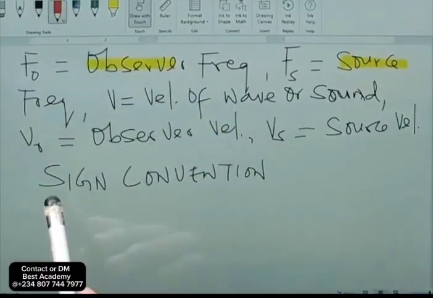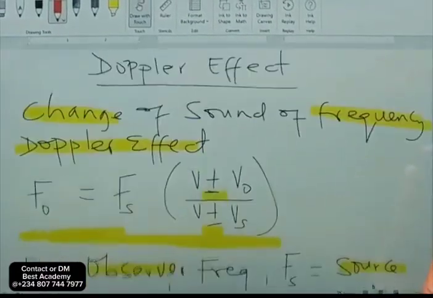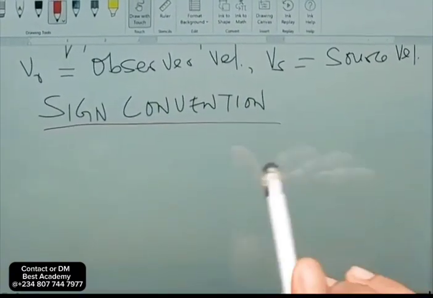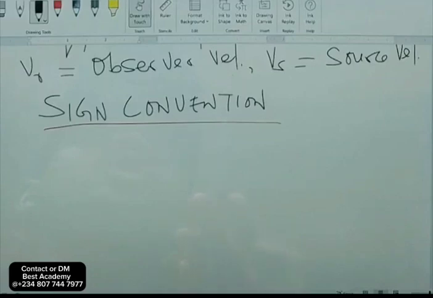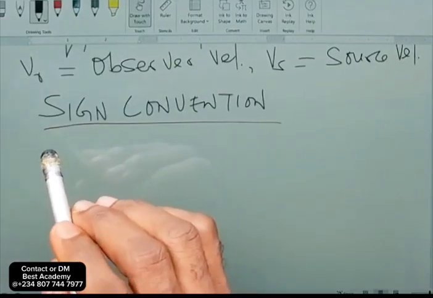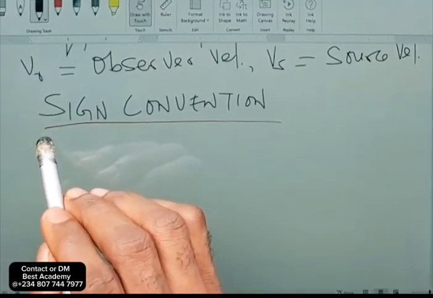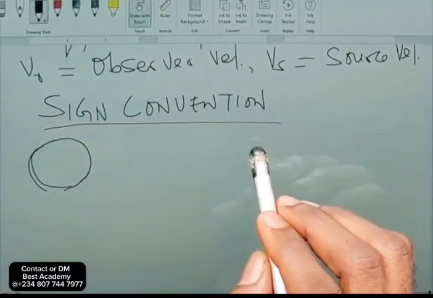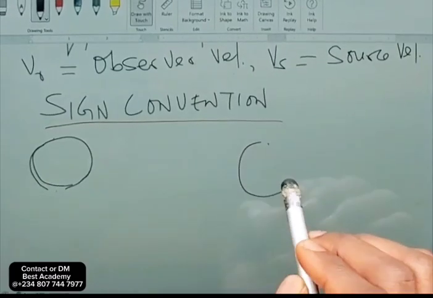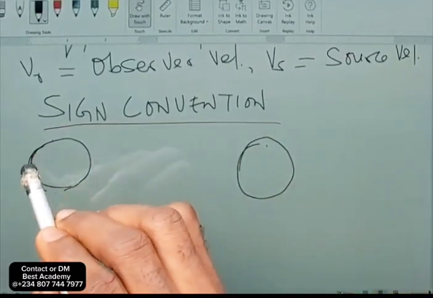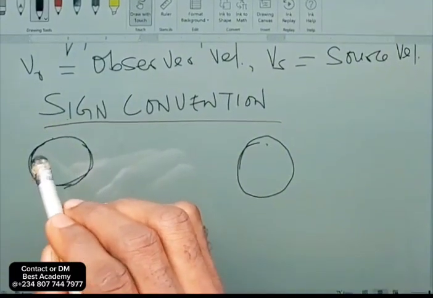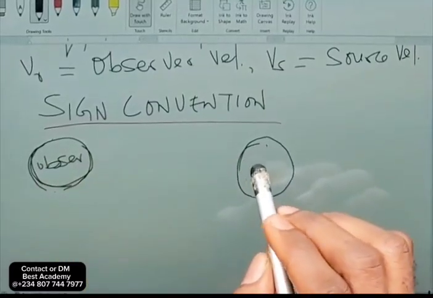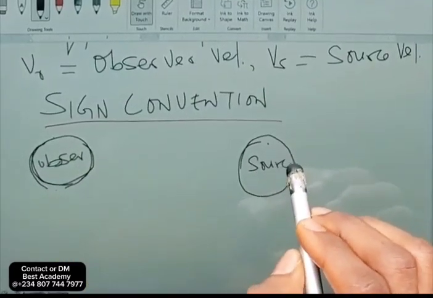Now class, before we take the sign convention here on Doppler effect, this is what you have to know: at every point in Doppler effect, the observer is always located at the left, while the source is always located at the right. Please take notes. So if I have something like this, this is observer. This is source. Please take notes.